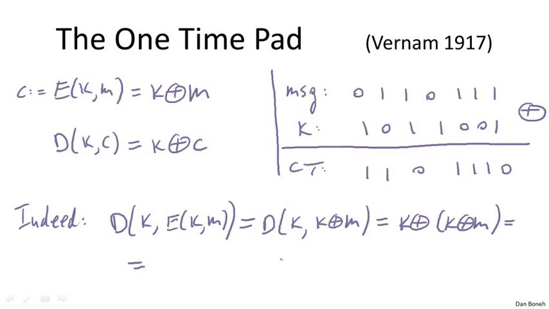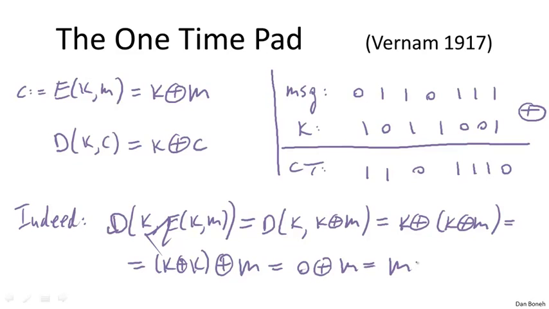Since XOR is addition modulo 2, and addition is associative, this is the same as K XOR K XOR M, which is simply, as you know, K XOR K is just 0, and 0 XOR anything is simply M. Okay, so this actually shows that the one-time pad is in fact a cipher, but it doesn't say anything about the security of the cipher. And we'll talk about security of the cipher in just a minute.